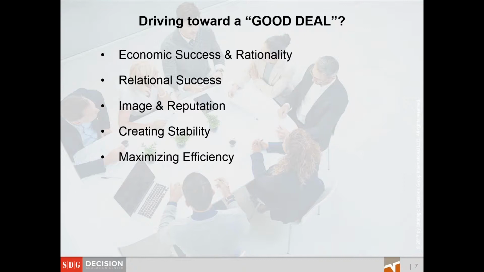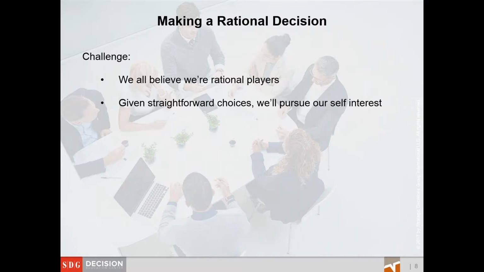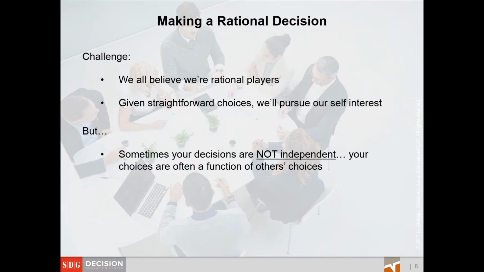So we're going to focus today on rationality. And the interesting thing with rationality is that when I'm by myself and I'm trying to make a rational choice, I believe that I'm a pretty rational person, right? And if I've got straightforward choices, I'm just going to take the best path for me. But that's not always the case. In the context that we're talking about today, I'm not independent. It's not just up to me. The choices that I make are oftentimes going to be driven by the choices of the people that I'm working with.